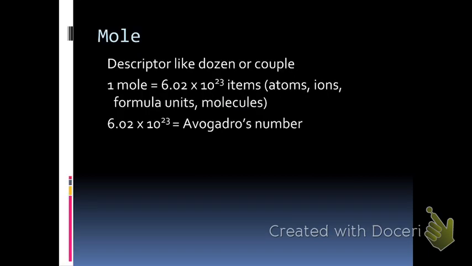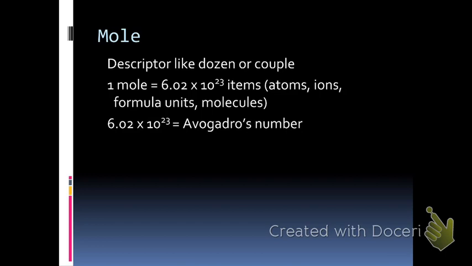For example, like a dozen. When you talk about a dozen of something, that means there are 12 of them, or a couple means there are 2. Well, in this case, we're going to use a mole. A mole is like a dozen. When I say a mole of something, that means a number of something, and that number is 6.02 times 10 to the 23rd. It could be atoms, ions, formula units, or molecules.